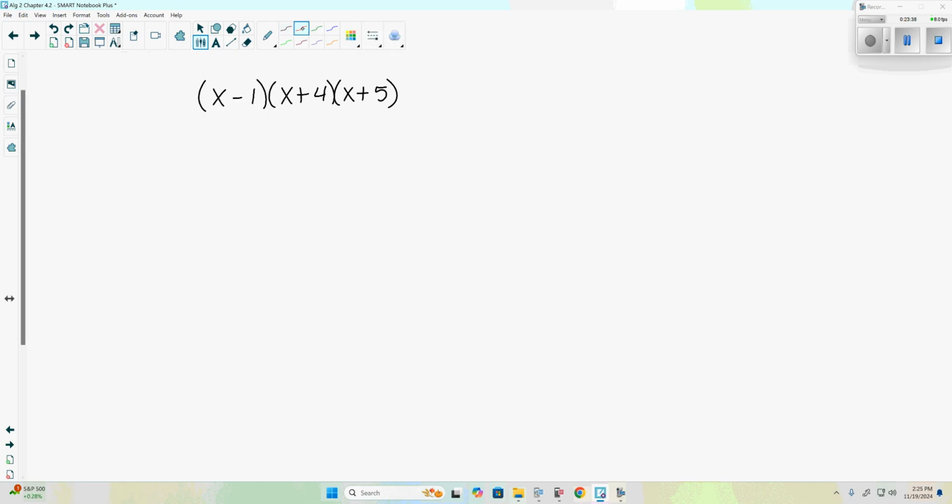And we're going to do just like we've been doing. We're going to distribute the x first. Now we would still leave the parentheses because we still have something we have to multiply after this. Now our x times x is x squared. X times 4 is plus 4x. Then we'll do the same thing with negative 1. Negative 1 times x is negative x. Negative 1 times 4 is negative 4.